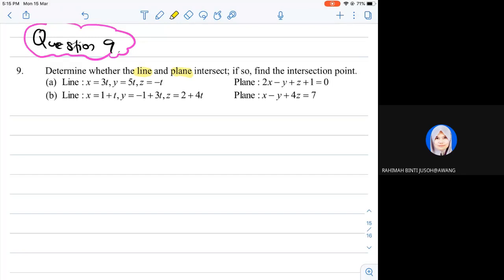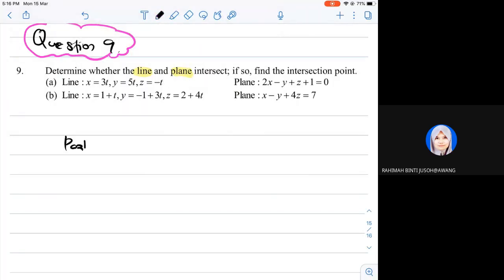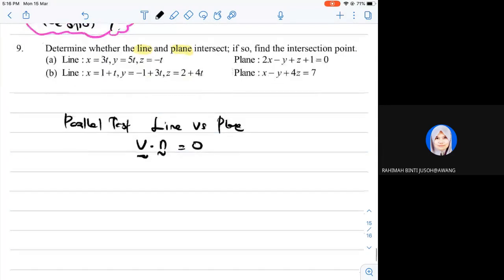Nak test the intersect, apa kita kena buat? Parallel vector darab parallel normal vector equal to 0. Okay. So kalau nak test the parallel, V dot N, saya repeat balik. Kalau parallel test antara line versus plane, V dot N mesti equals to 0. Okay, kalau dia tak 0 maksudnya dia intersect.